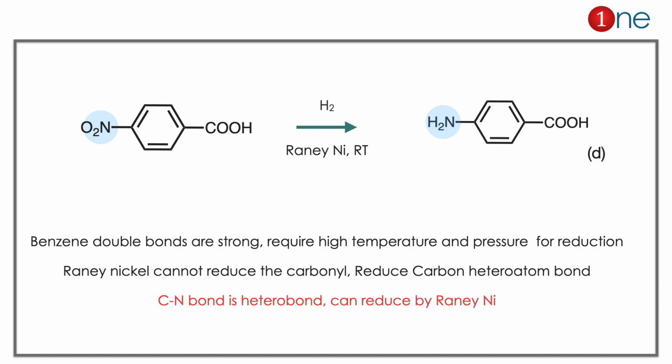Here you have to learn only one important thing, which is that Raney nickel only breaks carbon hetero bonds. The reduction only occurs at the carbon hetero bonds, normally CN or CS bonds.